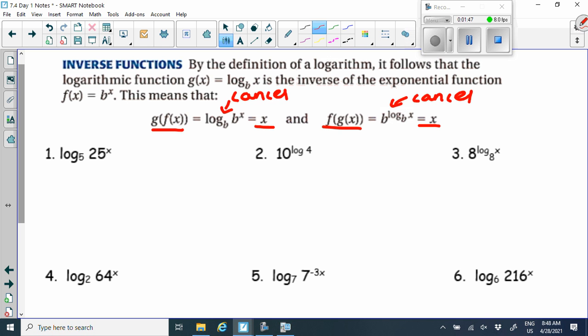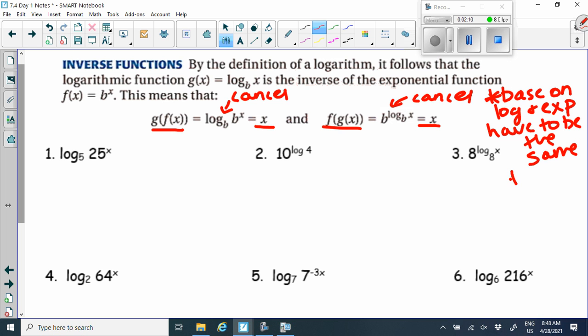Okay, so in order to do this, though, we need to make sure that the base on the log and the base on our exponential are exactly the same in order to cancel. So the two bases have to be exactly the same in order to cancel.